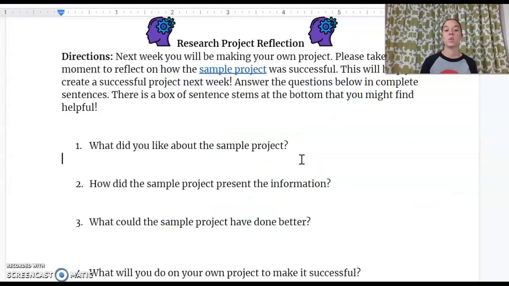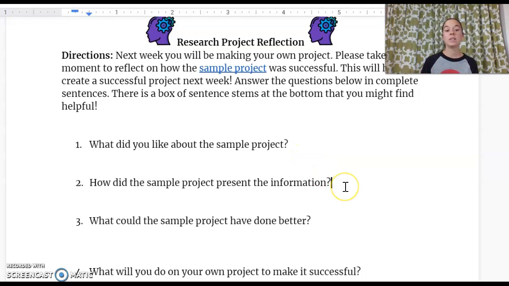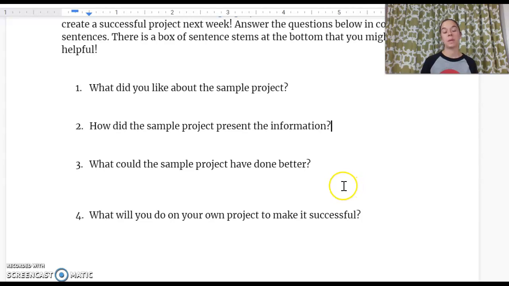My first one is, what did you like about the sample project? What was good for you? What worked as the audience? How did the sample project present information? Remember, we saw different ways in there. It wasn't just one. They had a couple of different graphics. They had a couple of different pictures, that kind of thing.